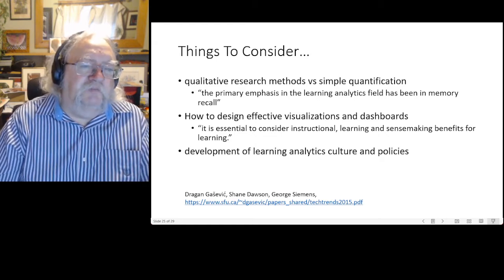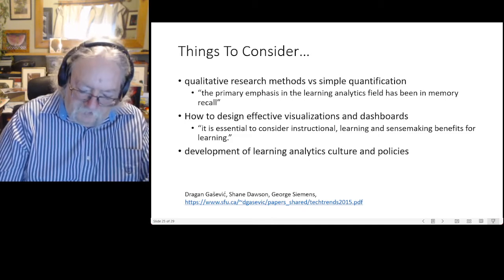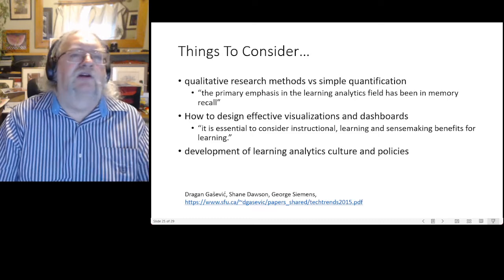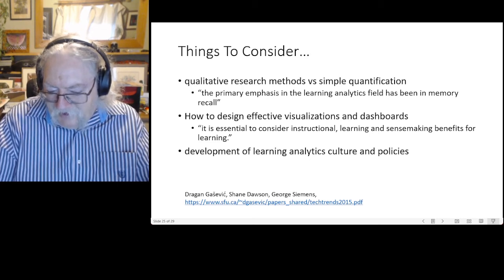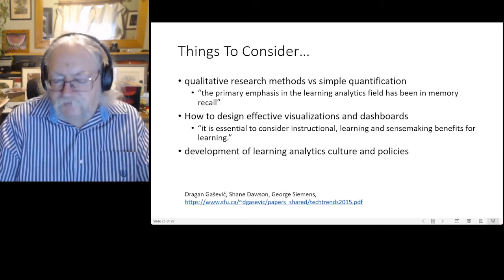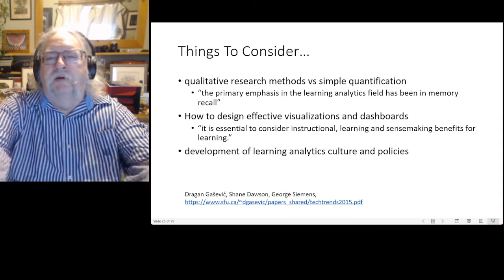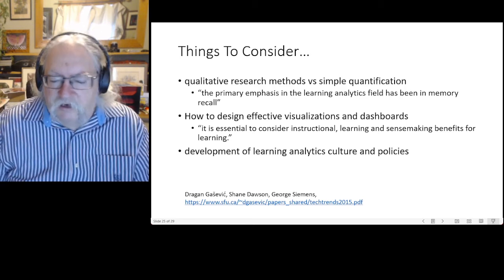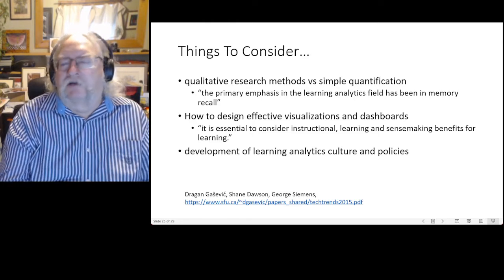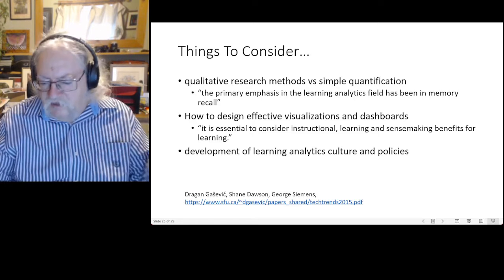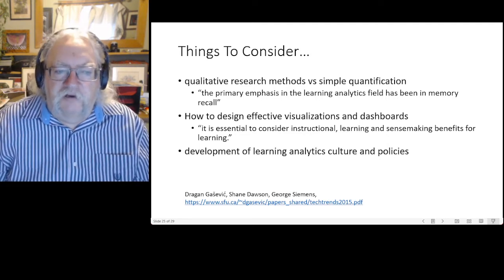Secondly, it's important to think about how to design effective visualizations and dashboards. The thing about learning theory is that it's, to a large degree, pretty opaque to most people, and for good reasons. And you want to be able to translate that into something that people can access and use and understand. There's no point building a learning analytics or AI system at all if people can't use it. So this is a very practical consideration. Taking that data, taking that theory, combining it, and putting it into a presentation that people can understand.